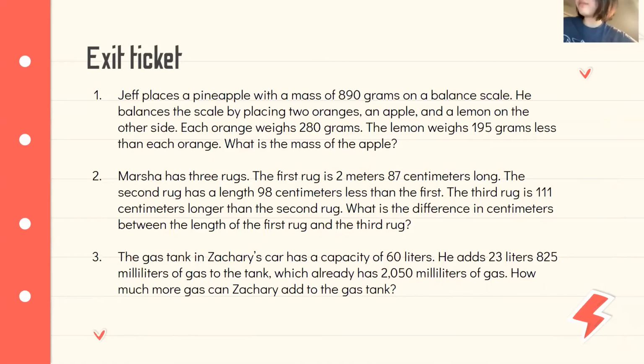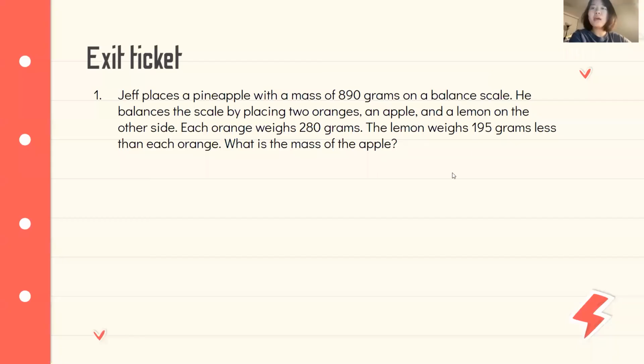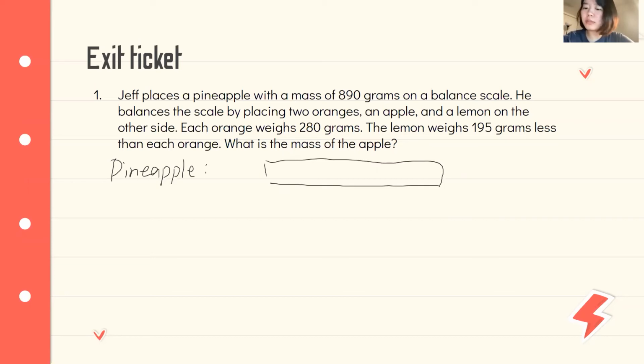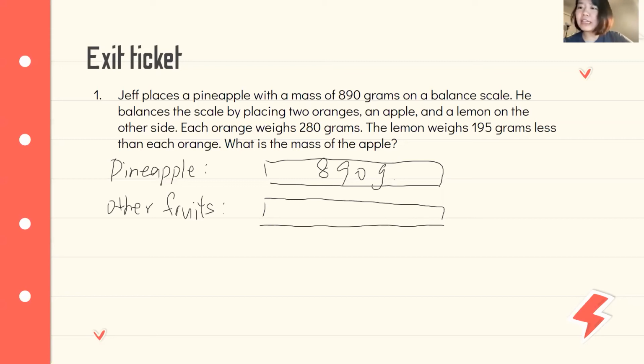Okay, so let's start drawing the diagram first. For this problem, we already know the mass of the pineapple. So let's make a diagram for the pineapple first. So this is for 890 grams. And since it says he balanced the scale by placing 2 oranges, an apple, and a lemon on the other side, which means they're equivalent. So let me just write other fruits, and it will be the same amount, which is 890 grams as well. And it has 4 fruits. So let's divide this bar into 4 parts. So 2 for oranges, 1 for apple, and 1 for lemon.